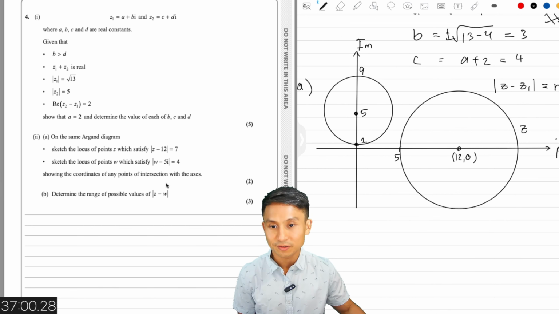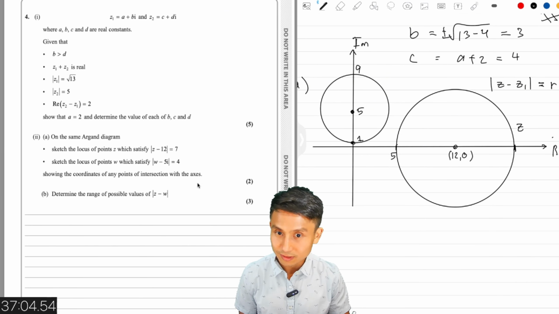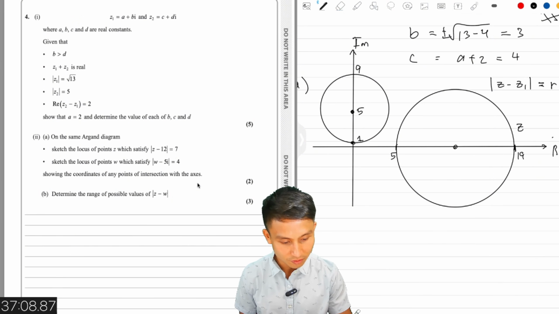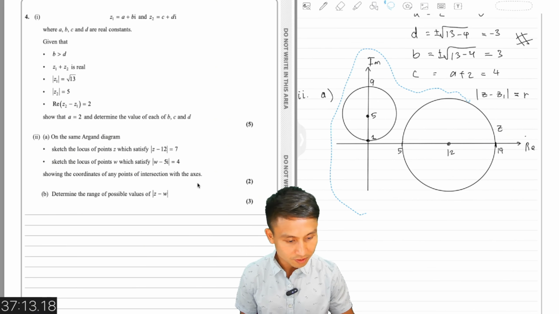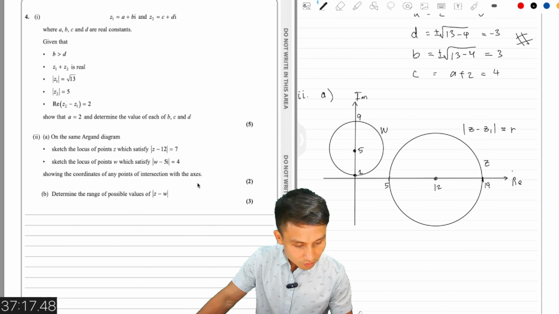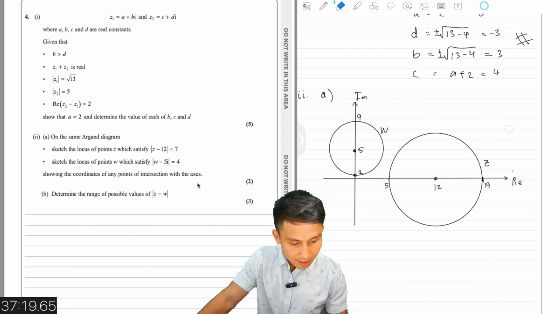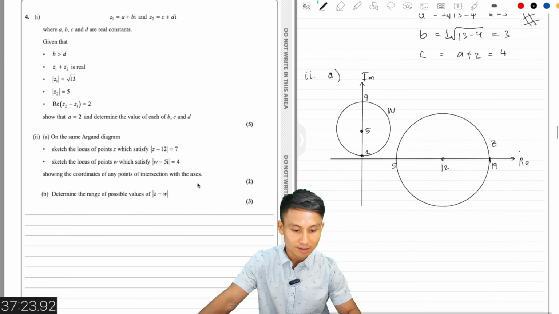Showing coordinates of any points in intersection with the axis, yeah? Okay, that's 12, so it's radius 7 here, so we should have also 19 here. I'm just going to make this 12 alone. Be consistent with the form there, and maybe move this down a little bit. Okay, so this is W, this is Z, and then what do we have? Yeah, that's all it is, right?